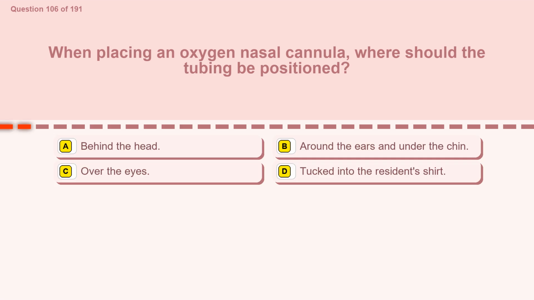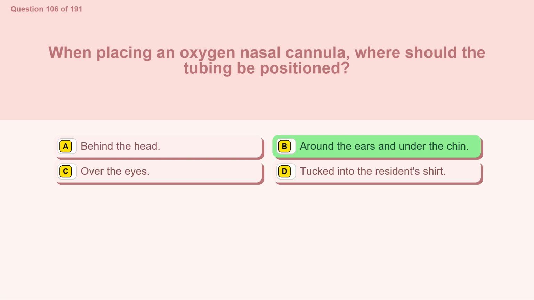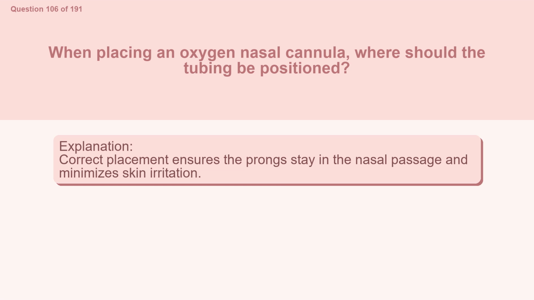Question 106. When placing an oxygen nasal cannula, where should the tubing be positioned? Option A, behind the head. Option B, around the ears and under the chin. Option C, over the eyes. Option D, tucked into the resident's shirt. The correct answer is option B, around the ears and under the chin. Correct placement ensures the prongs stay in the nasal passage and minimizes skin irritation.